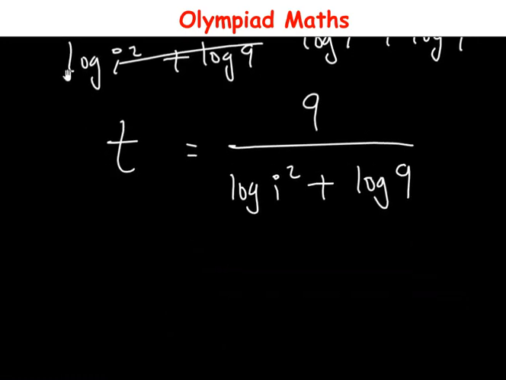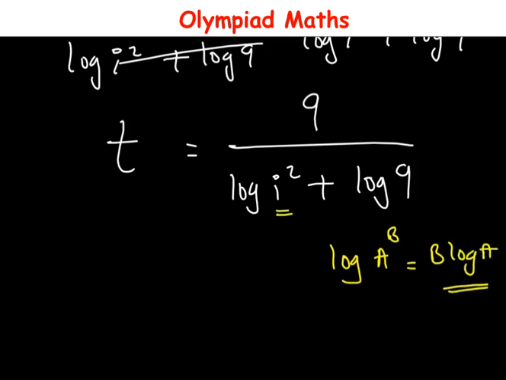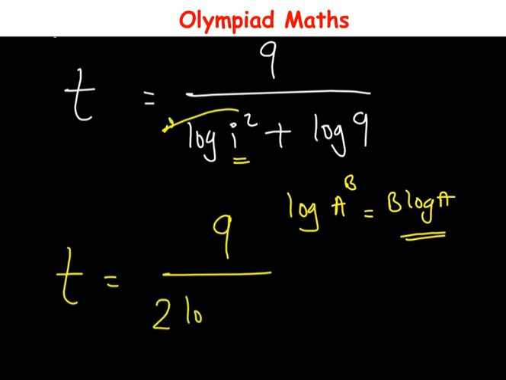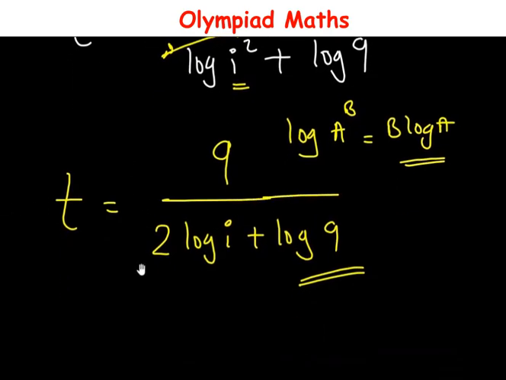Such that from here, applying this rule of logarithm, that if you have log of a raised to the power b, this equals b times log a. Applying this rule right here, the value of t is then equal to log 9 over (2 log i + log 9). With this, we have gotten the value of t. So this is the value of t using the first method.